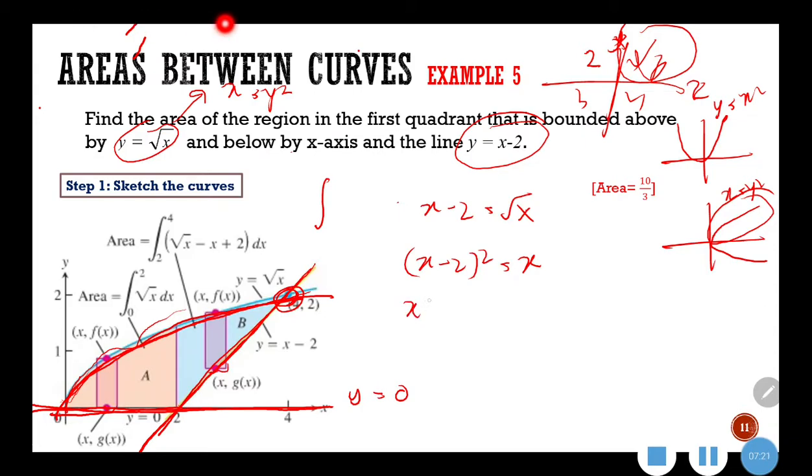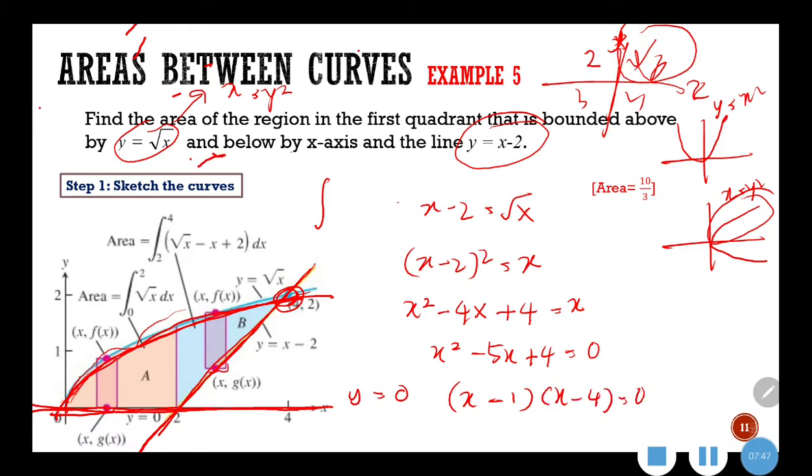So you boleh expand yang ni, dia akan dapat x squared minus 4x plus 4 equals x. Then you have here x squared minus 5x plus 4 equals 0. So you have (x minus 1)(x minus 4) equals 0. So we have two intersection points which are x equals 1 and x equals 4. Okay, kalau kita tengok kat sini, the intersection points, there are two, x equals 1 and x equals 4.